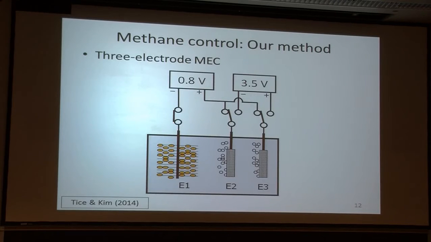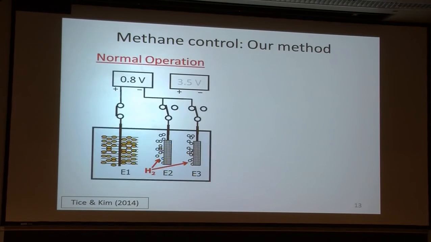So this is the 3-electrode MEC that we developed. Please don't get distracted by the complicated circuit there, but the bottom line is we have 3 electrodes. Electrode 1, or E1, is the bioanode, and electrode 2 and electrode 3 are abiotic electrodes made out of stainless steel mesh. During normal operation, just like an MEC, the bioanode is connected to the positive end of the 0.8 volt power supply, and electrode 2 and electrode 3 are connected to the negative end of the 0.8 volt power supply, so that we can produce hydrogen gas at electrode 2 and electrode 3.